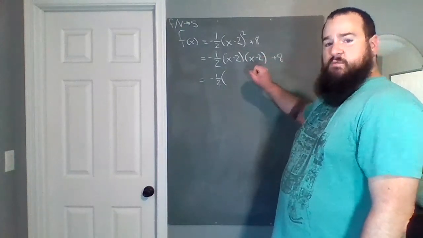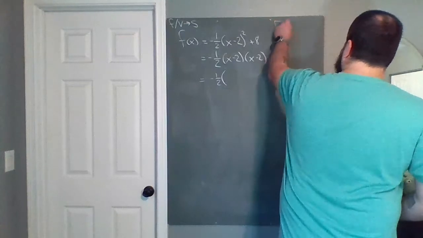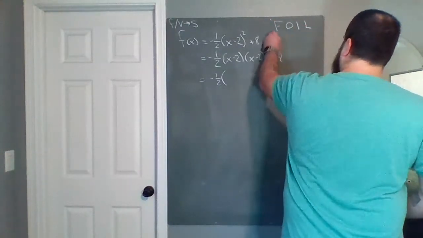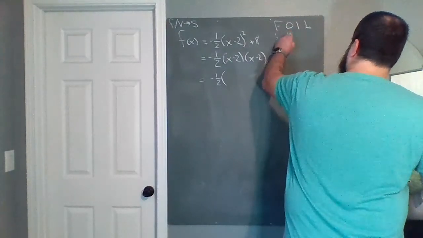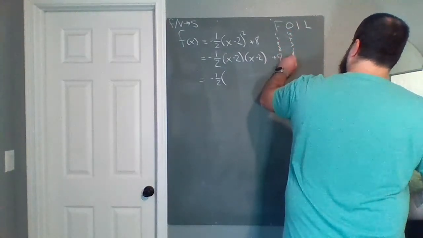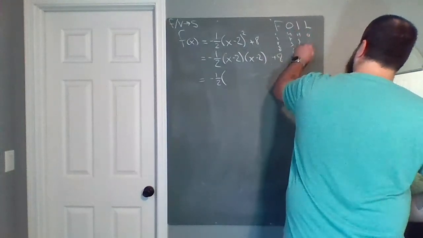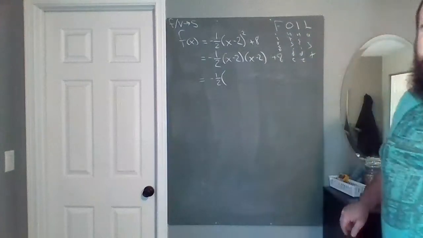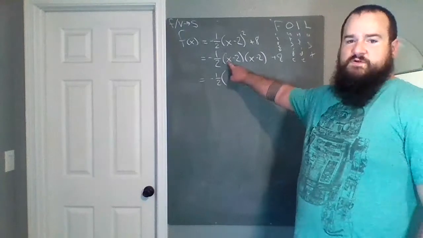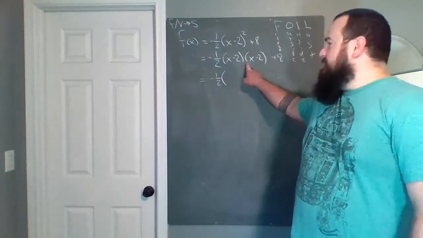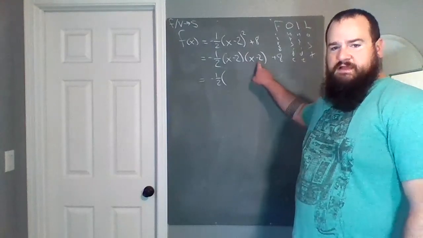So now what I want to do is I want to follow that FOIL acronym. First, outside, inside, and last. Okay? So what we're going to do is we're going to multiply the first things in the parentheses, and then we're going to multiply the outside things, and then we're going to multiply the inside things, and then we're going to multiply the last things.